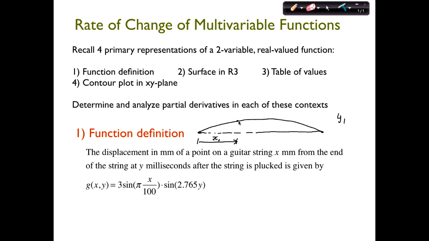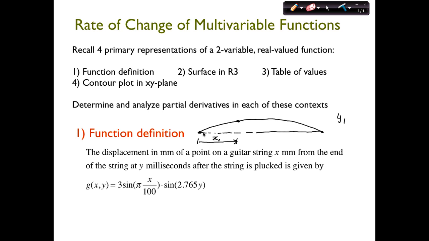So there's the point on the string x1 from the end. What would the z be? What quantity is the value? What do we mean by the displacement in millimeters? How far away you are from the board of the guitar when you pull the string? Yeah, so, well, not the board, but the at-rest position of the string.